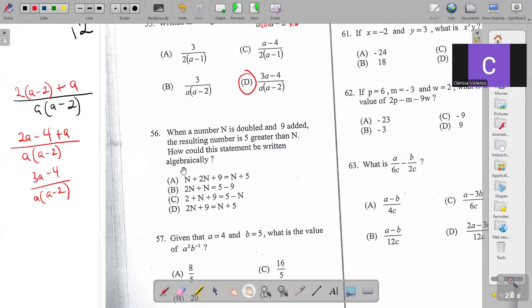Then we have here, when a number n is doubled and 9 is added, so that would be 2n plus 9. The resulting number is 5 greater than n, which is n plus 5. How could this statement be written? So 2n plus 9 is equal to n plus 5, so that's D.